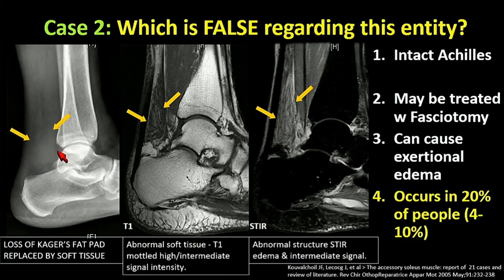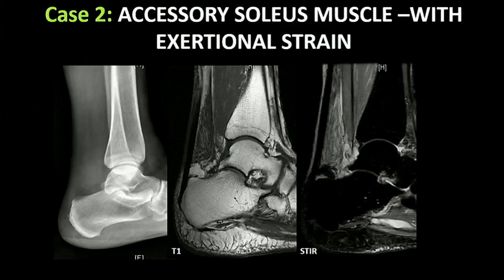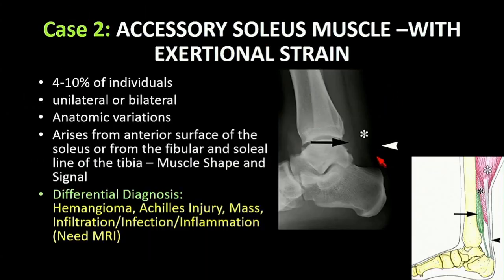There's actually still fat in the joint, so it's not coming from the joint per se. And as we can see on these images, it is separate. So this is correct, and these two are both correct. It can cause exertional edema. And so the diagnosis in this case is accessory soleus muscle with exertional strain. So the accessory soleus itself occurs in about 4 to 10% of patients. It can be unilateral or bilateral, and it has different anatomic variations.